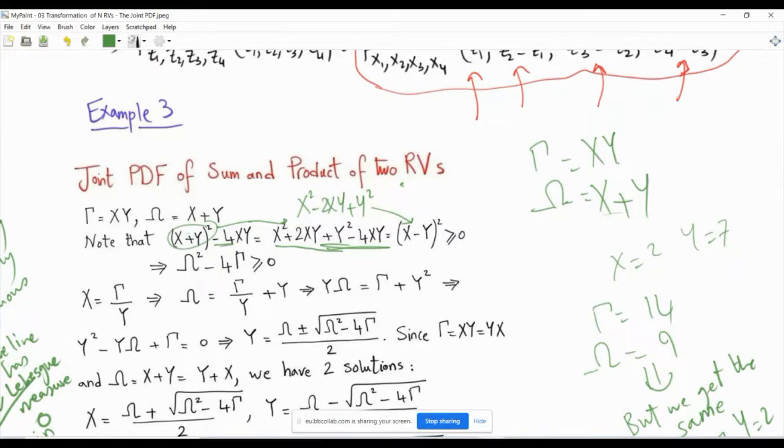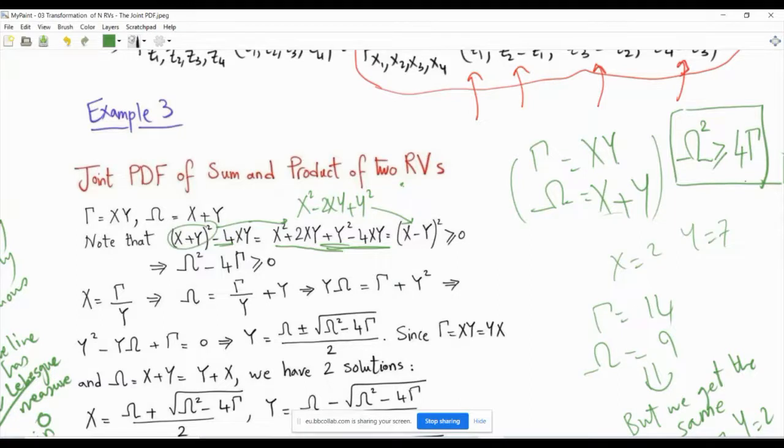So the sum of two real numbers squared minus 4 times the product of these two real numbers is always non-negative, regardless of what real numbers we are talking about. Again, the sum and product of two real numbers are related by this mysterious inequality. It must be the case that omega squared, the square of the sum, is greater than or equal to 4 times the product.